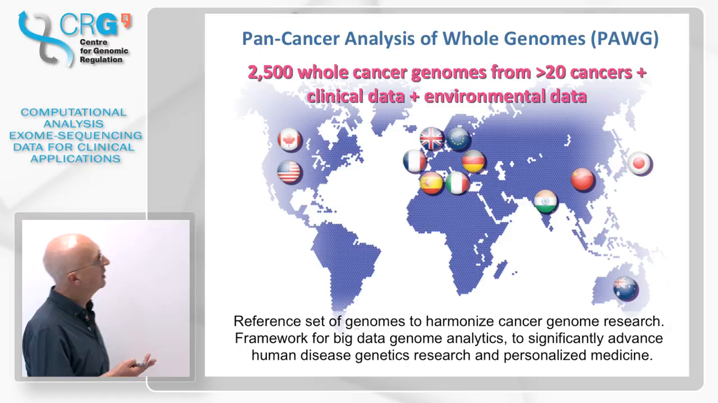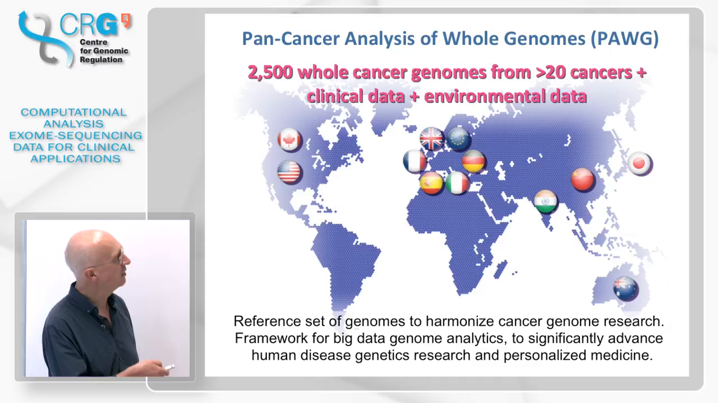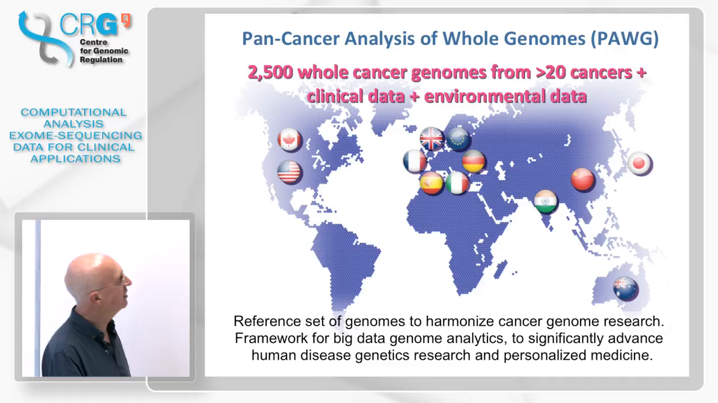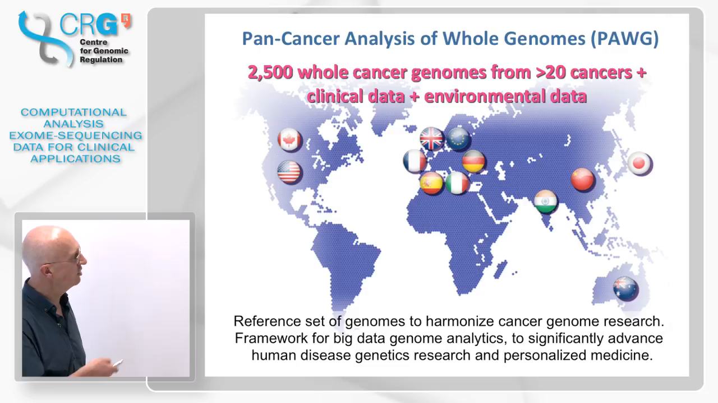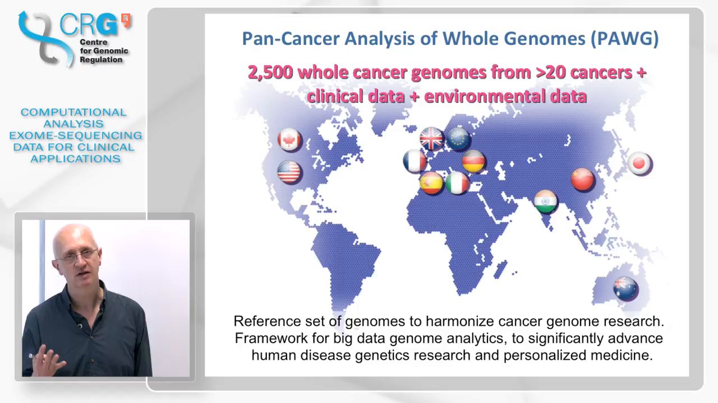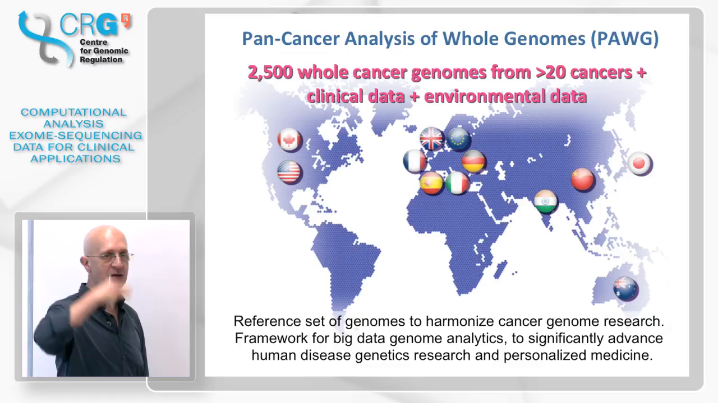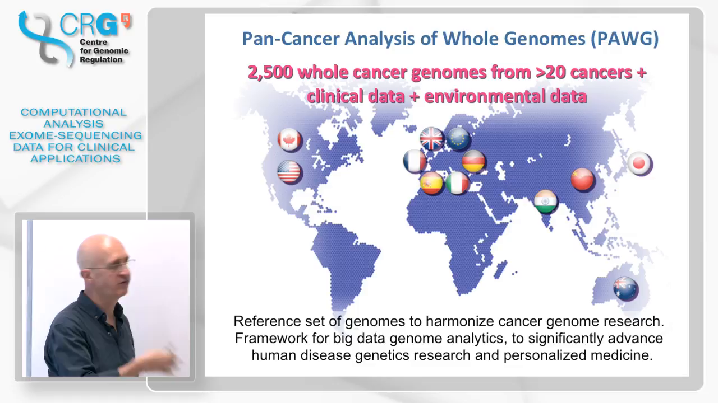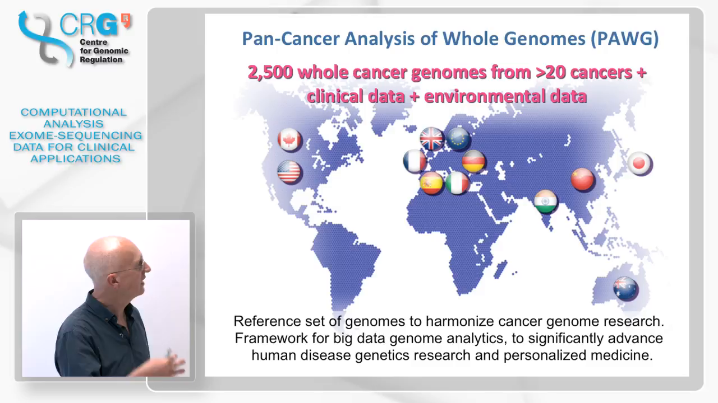So this has been exome sequencing, but now we have data for over 2,500 cancer genomes of more than 20 different cancer types, with clinical data, environmental data, and so on. And there is this project that is called the Pan-Cancer Analysis of Whole Genomes, in which the aim of this international consortium is to put together all the data that has been generated at the level of whole genome sequencing for these 20 cancer types, and to evaluate everything using the same pipelines of alignment to the reference genome, and then calls for nucleotide changes, indels, copy number variants, other types of structural variants, transposon mobilization, and so on.